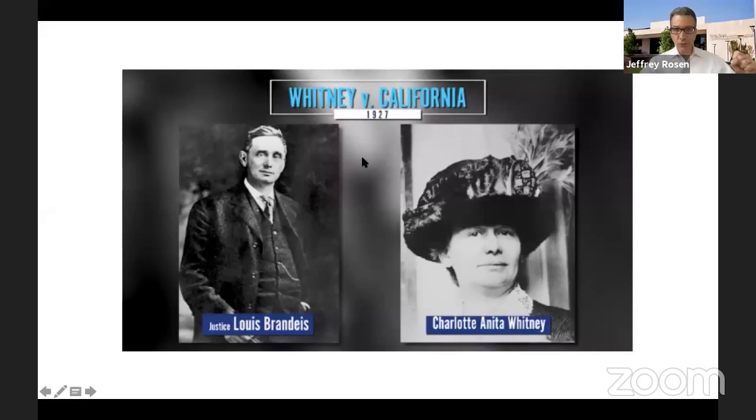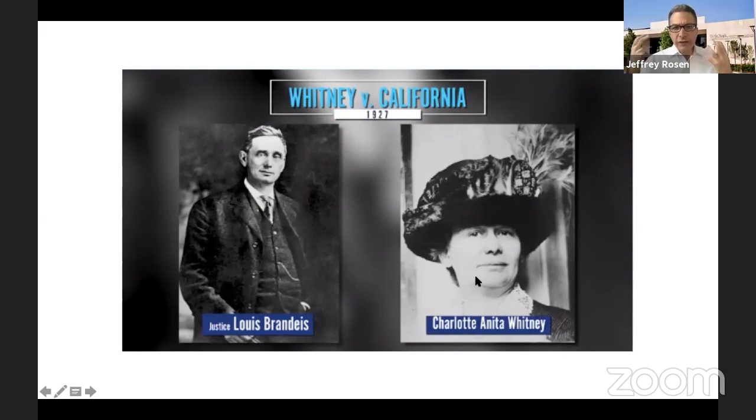Here's Brandeis in Whitney. Those who won our revolution believed that the final end of the state was to make men free to develop their faculties, and that in its government, the deliberative forces should prevail over the arbitrary. They valued liberty both as an end and as a means. They believed liberty to be the secret of happiness, and courage to be the secret of liberty. That's a quotation from Pericles' funeral oration.